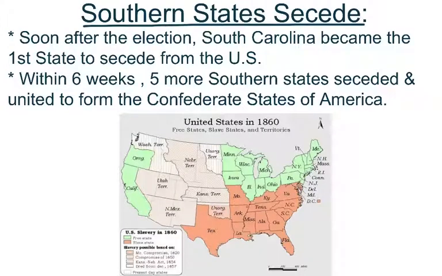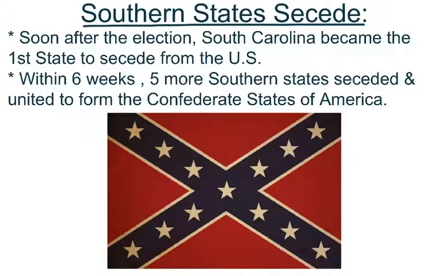Now, once the election was finalized and the results came out, Southern states began to secede. Soon after the election, South Carolina becomes the first state to secede from the U.S. And here we see South Carolina right there. Within 6 weeks, 5 more Southern states secede. They leave the United States, they leave the Union, and they come together to form what's called the Confederate States of America. Now, this is their flag, the flag that they chose to be their national flag as the Confederate States of America.